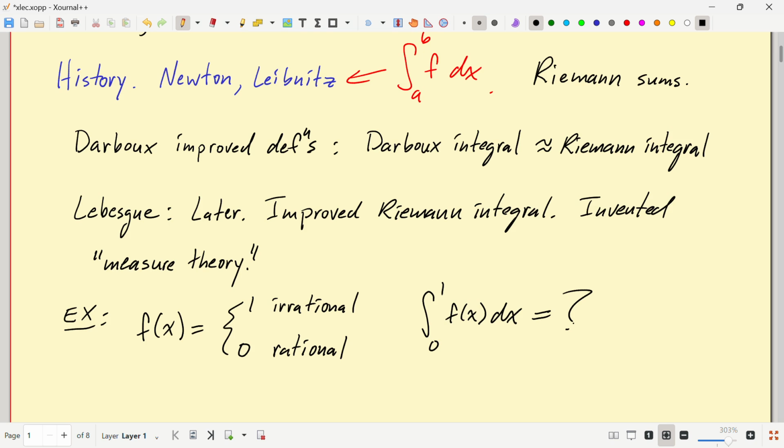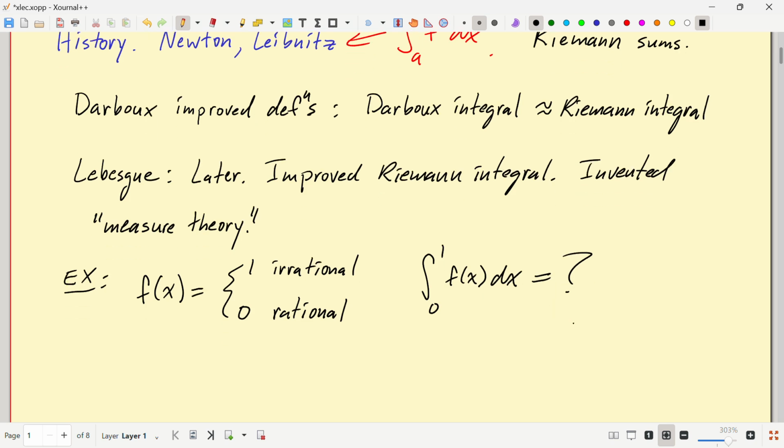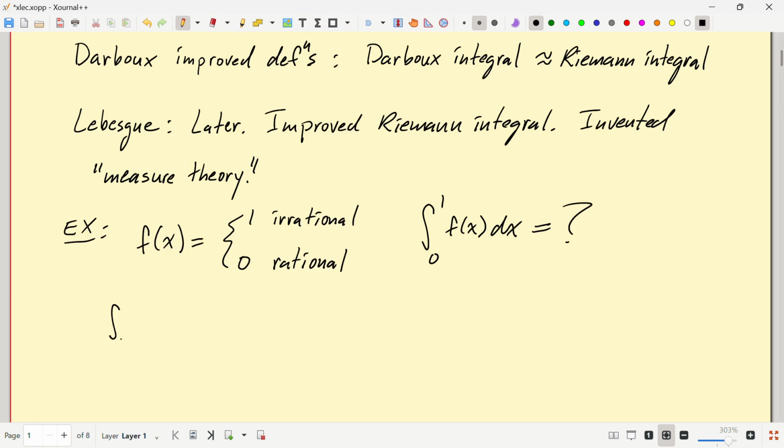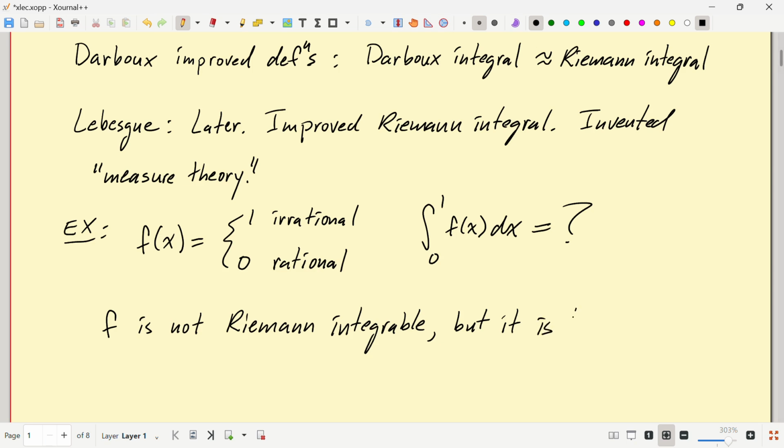That integral does not exist as a Riemann integral. f is not Riemann integrable, but it is Lebesgue integrable. So the Riemann integral doesn't make sense, but it is Lebesgue integrable. And you ask yourself, what should it be?